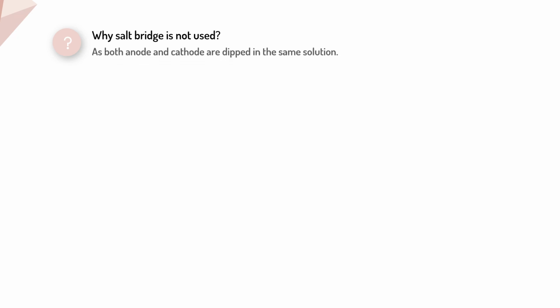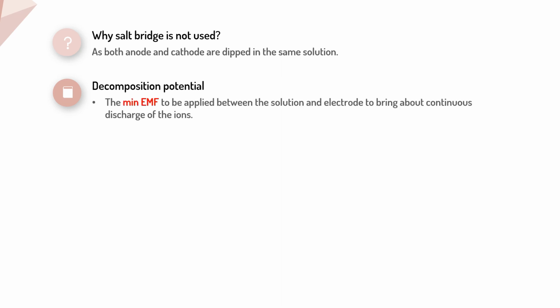This is one of the common questions in the electrolysis process. Why is a salt bridge not used in the process? This is because both the anode and cathode are dipped in the same solution, which is hydrochloric acid. Next, decomposition potential. Decomposition potential is the minimum electromotive force to be applied between the solution and electrode to bring about continuous discharge of the ions.